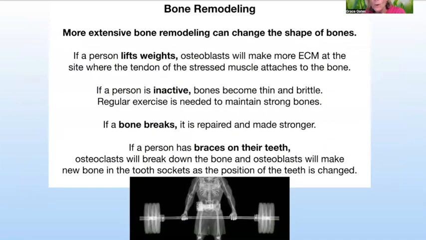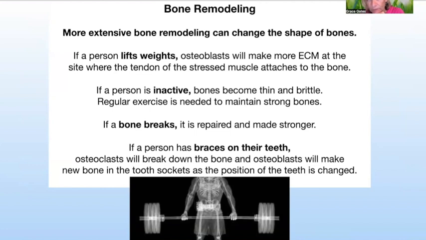More extensive bone remodeling can occur in response to a mechanical stress on the bone, and this bone remodeling can change the shape of bones. If a person lifts weights, osteoblasts will make more extracellular matrix at the site where the tendon of the stressed muscle attaches to the bone.